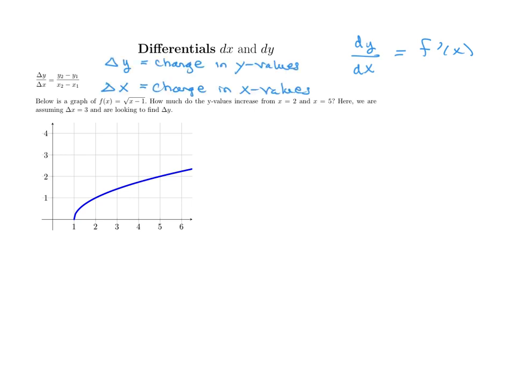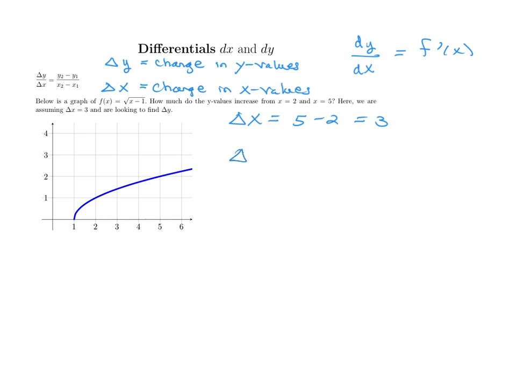So before answering this question, if we see a dy and a dx, this d means we're talking about how the x and y values of the derivative are changing. When we see this notation with a delta, we're talking about how the x and y values change on the actual function itself. So if we go from x is equal to 2 to x equals 5, we can easily answer what delta x is equal to. It's 5 minus 2, which is 3. So the change in x is 3.